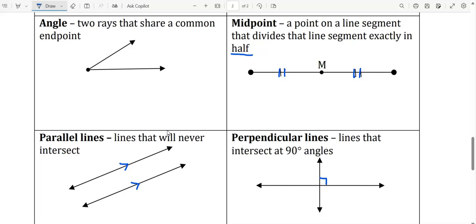Put these down. Okay. Angle, midpoint, parallel lines, perpendicular lines. Cool. I don't know if you got endpoint at the top, but anyways.